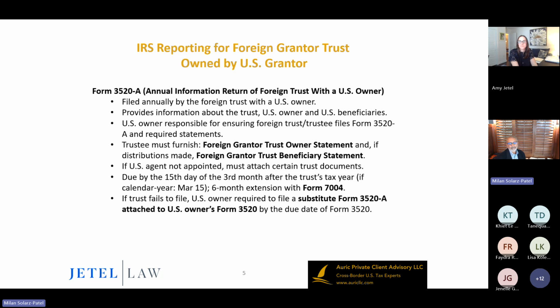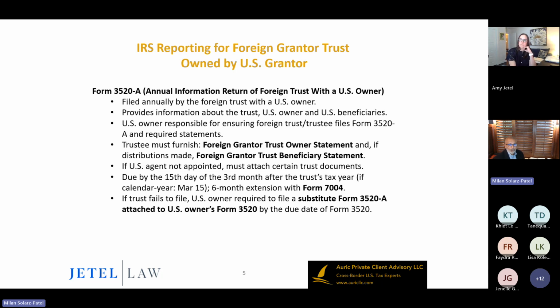There's no reason to go into the details of what it is, but here are the important highlights from the 3520A. The form itself is actually supposed to be signed by the trustee. So if you are a trustee of a foreign grantor trust with a US grantor, the trustee is supposed to provide this, sign it, and file it with the IRS. But although the trustee is the one supposed to be signing it, it's actually the US owner who's responsible for ensuring that the trustee does so. That's a little quirk, but it's an important one.